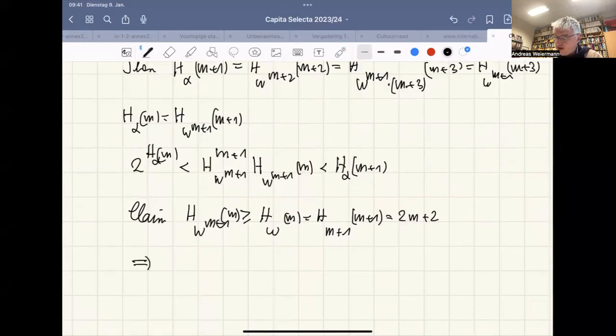This means that if I iterate this function m plus 1 many times, I iterate the 2 times function. So this clearly means that h omega m plus 1, let's say m times iterated applied to an arbitrary argument n, is at least as big as 2n plus 2, and 2n plus 2 iterated is bigger than 2 to the m. I see.